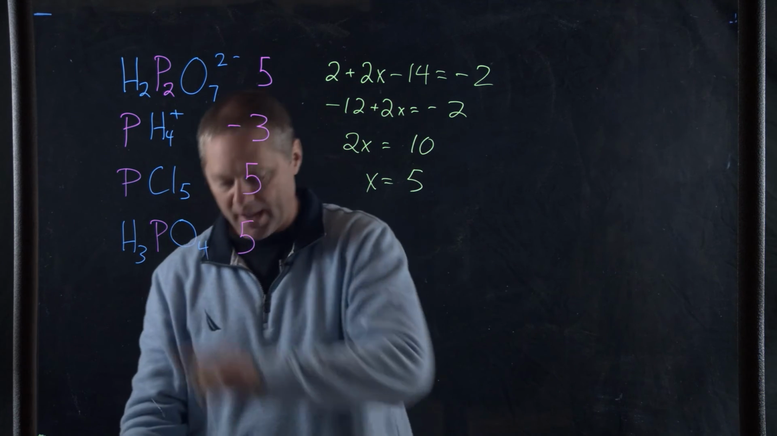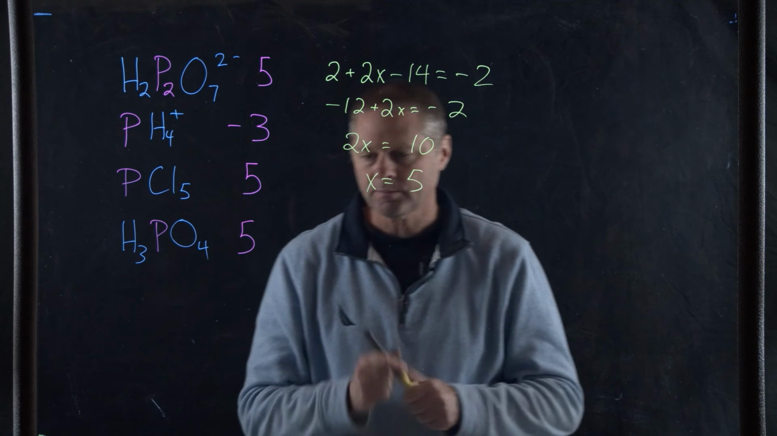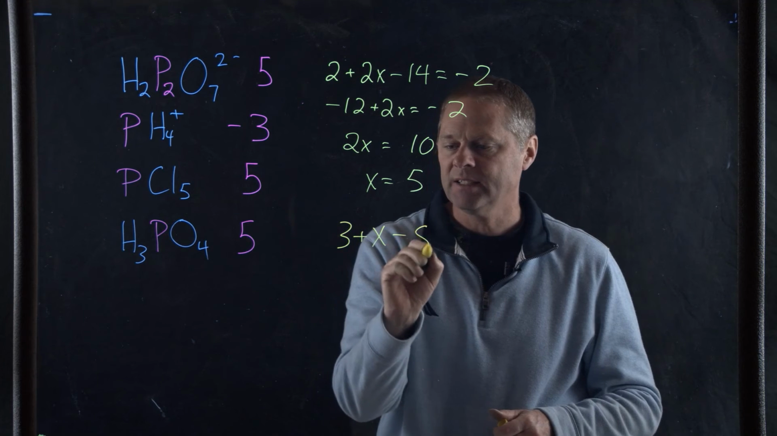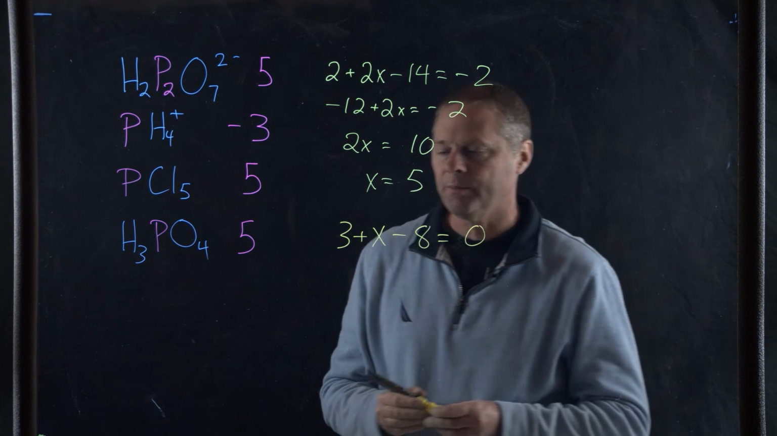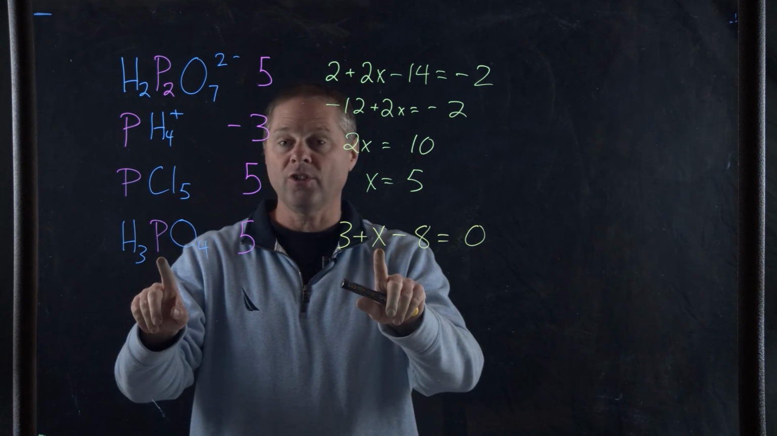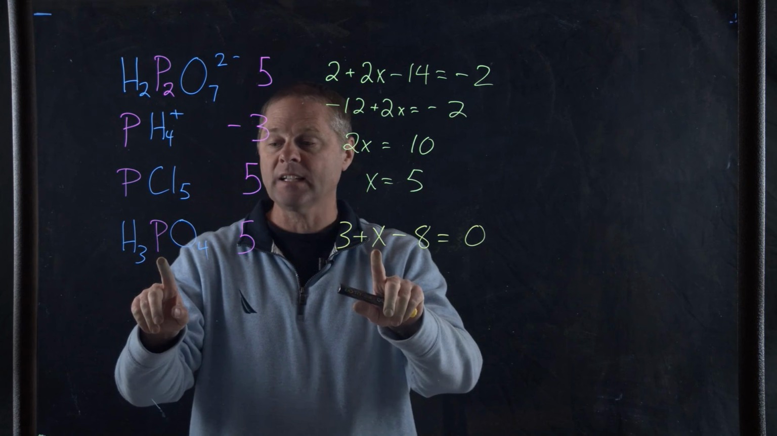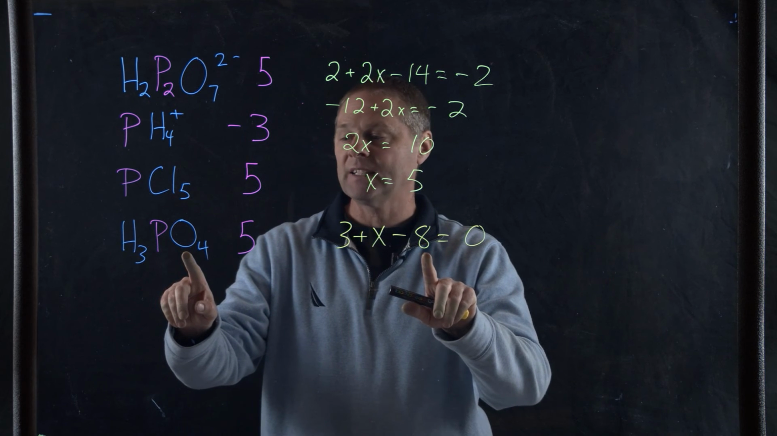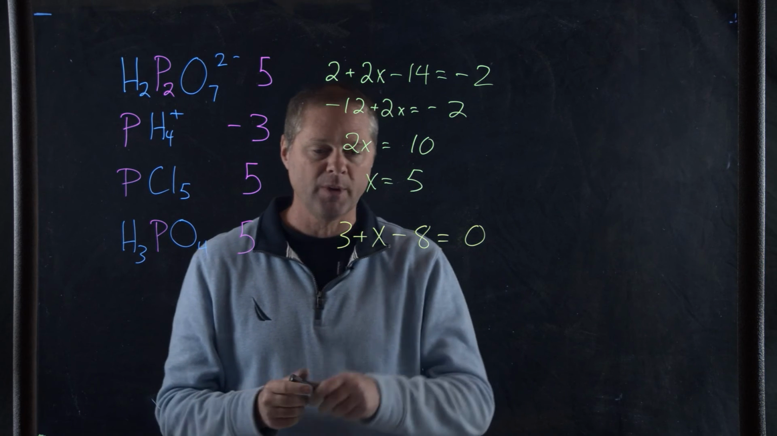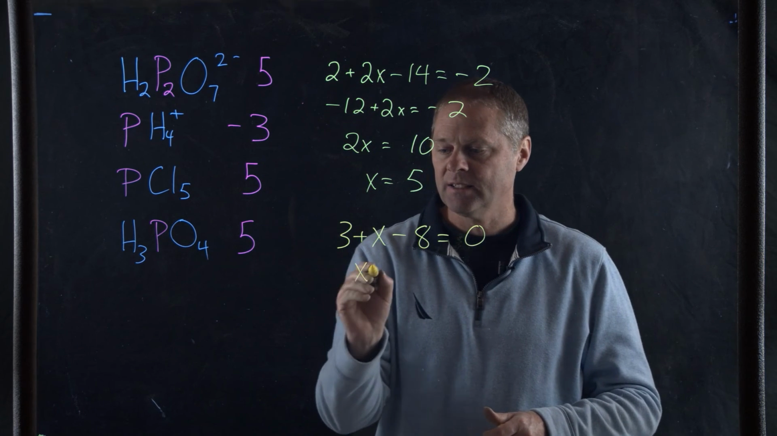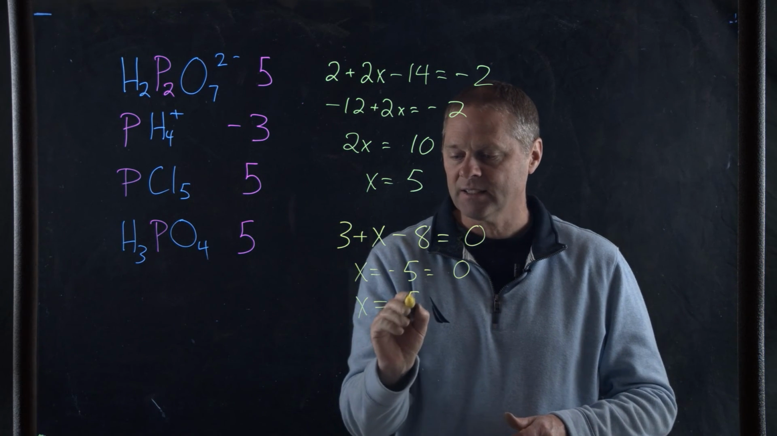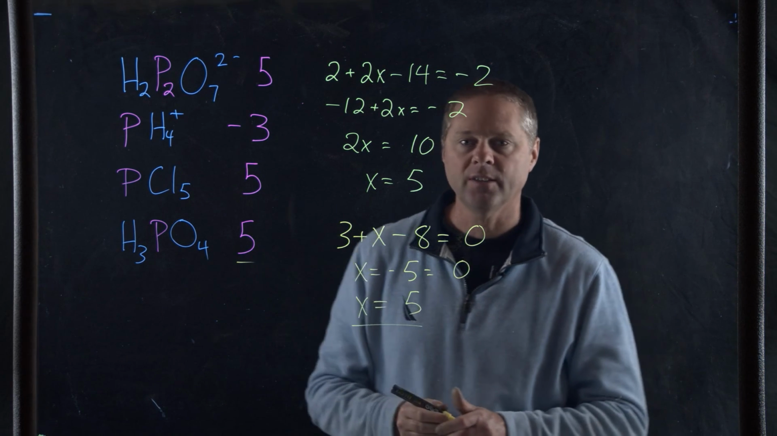Now, to see this one mathematically, we can write 3 plus x minus 8 is equal to 0. So the 3 represents the charge of the hydrogens. The charge of the phosphorus we don't know, so we can write that as x. The charge of the oxygen is going to be -8 because the charge of each is -2. We have 4 of them, 4 times -2 is -8. This becomes x minus 5 is equal to 0, or we can say x is equal to 5, which is what we got there.